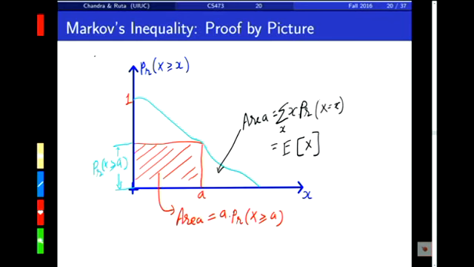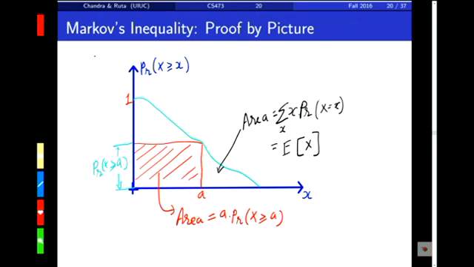If you don't like algebra, this is the proof by picture. Suppose I am plotting all possible values of the random variable, and on the y-axis I am plotting the probability that the random variable has value at least small x. When x is 0, because my random variable is non-negative, the probability is 1. And it has some maximum value. I don't know what. I don't care. The area under this curve is exactly the expectation of x.